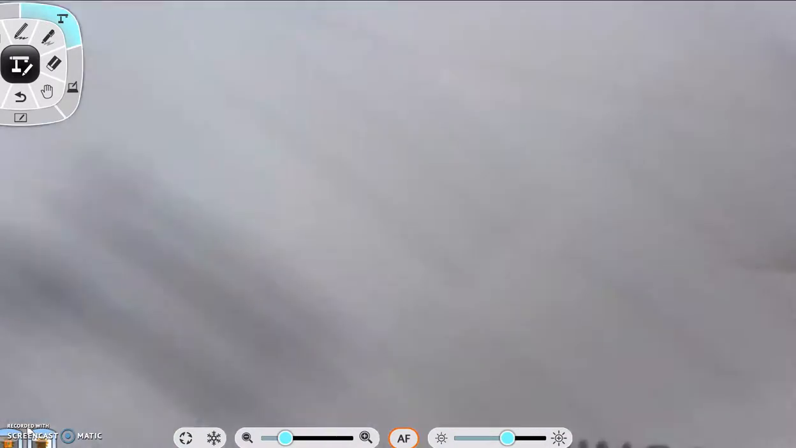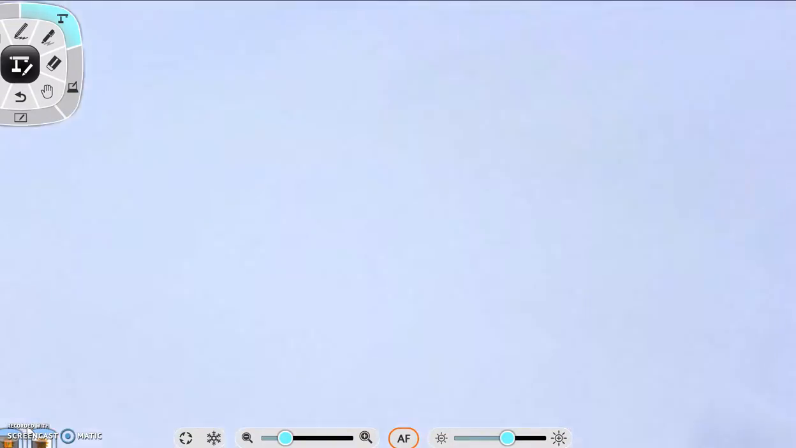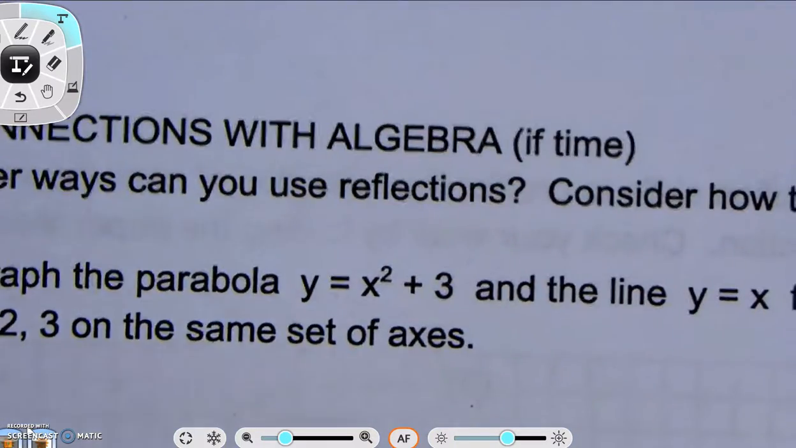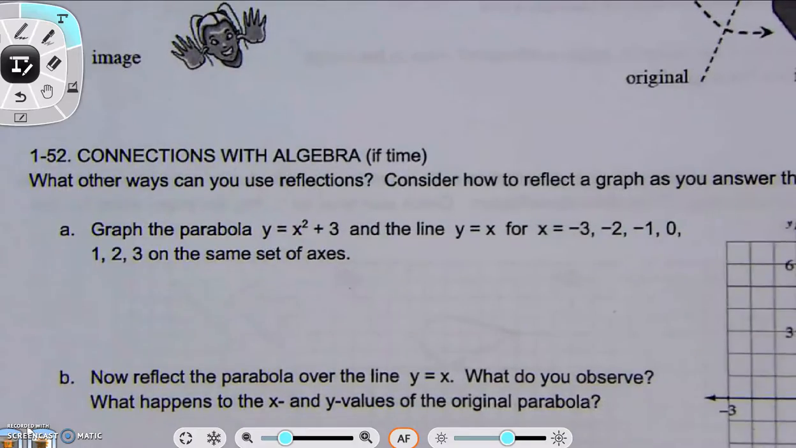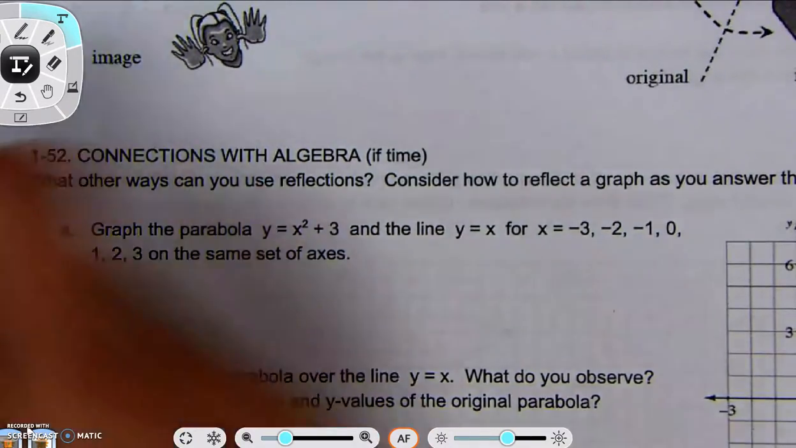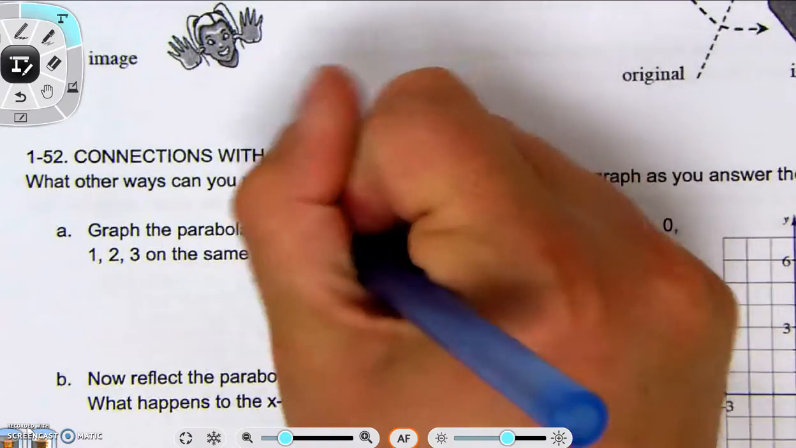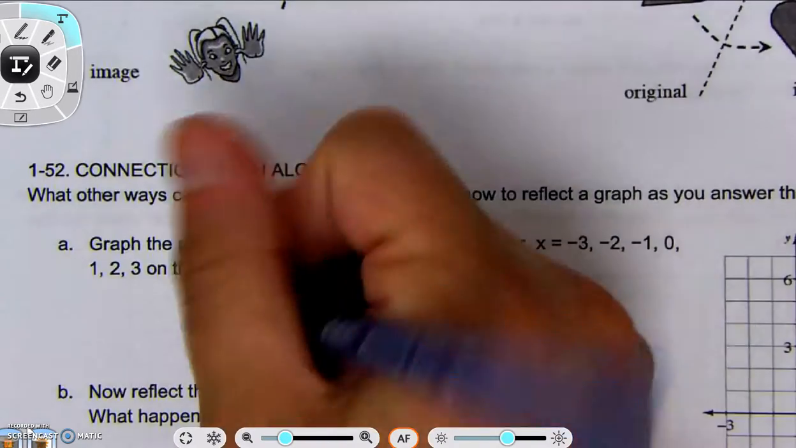So the last thing we're going to take a quick look at is going to be 152. So that's on the second page. So we want to make sure we definitely have this. So we're going to reflect this y equals x squared plus 3, which it says is a parabola. So again, I know some classes got through this, but we can go ahead and make a table.